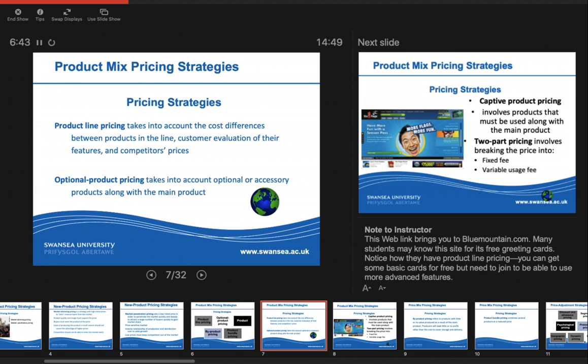Optional product pricing takes into account optional or accessory products along with the main product. Okay, so a good example of this would be vehicles, motor vehicles. If you go out and you buy a car, then there's a base model and there's a lot of optional accessories and so on that you can purchase alongside that. So you look at the basic cost of the minimum viable product, the MVP as we call it, and then the customer has the opportunity to build their own product or service based around their own particular needs.